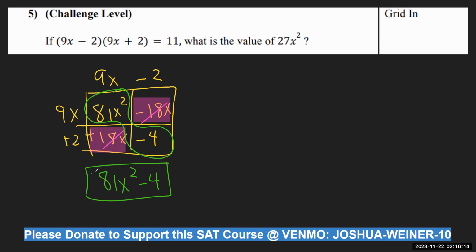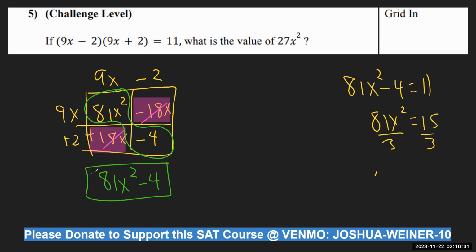Well, they asked, what's 27x squared? What do we have now? We have 81x squared minus 4 equals 11. So 81x squared equals 15. And if you divide by 3, we get 27x squared equals 5. So the correct answer was 5 for question number 5. The end.